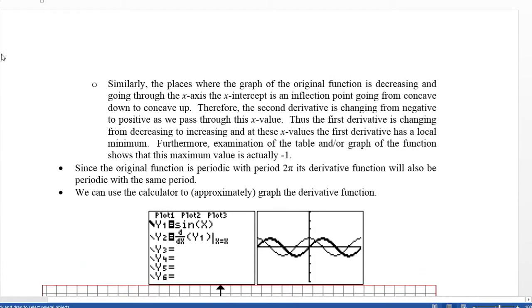Well, here we go with the calculator. You let y1 be sine of x. Let y2 be the numerical derivative of y1, which is the symmetric difference quotient. And so the darker one I have here is the sine, and the lighter one is its derivative.